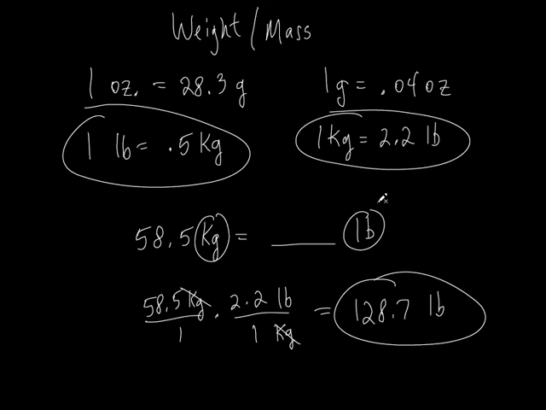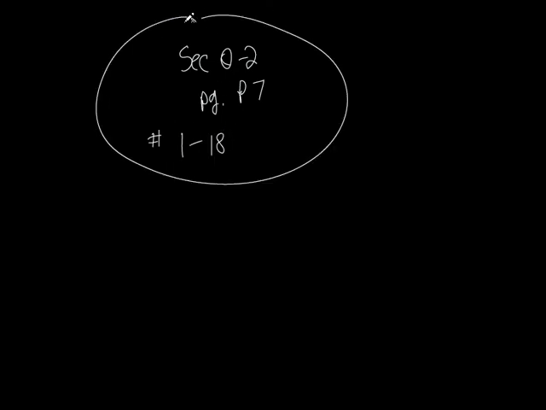So I just gave you a bunch more conversions to do, and it's really the same kind of thing as what we did earlier. So here's what you're going to do. Your homework is section 02, page P7. I'm not starting over. It's right up on the board. Come on now. It's 1 to 18. That's your homework right there. Look at that. Right on time.